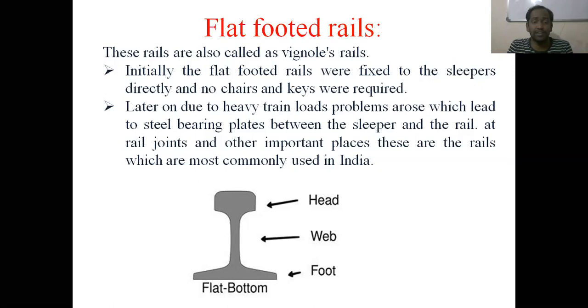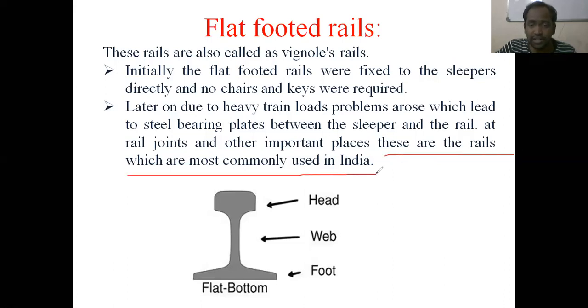Later on, due to heavy train loads, some problems have been raised, which led to steel bearing plates between sleeper and the rail at rail joints and other important places. These are the rails which are most commonly used in India. Understand? So you can remember that the flat-footed rails are the rails which are most commonly used in India. You can remember this.